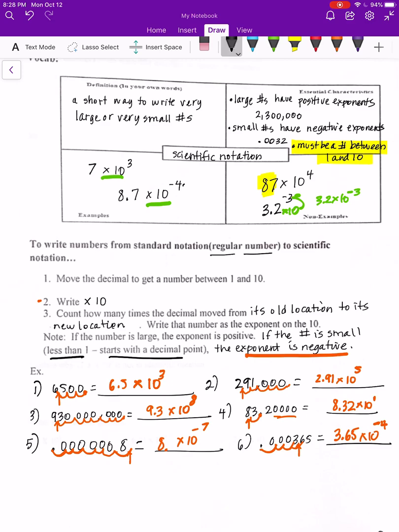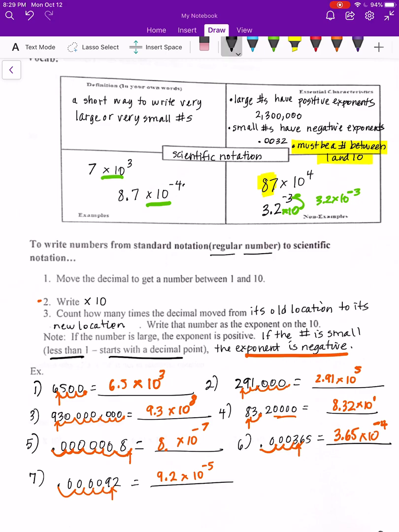Okay. Here we go. Number 7. Decimal point 0, 0, 0, 0, 9, 2. So, I see my decimal point, get a number between 1 and 10, so it'd be 9.2. Your job is to drop those zeros, so how many times did it move? 1, 2, 3, 4, 5. So I write times 10 to the negative 5th power.